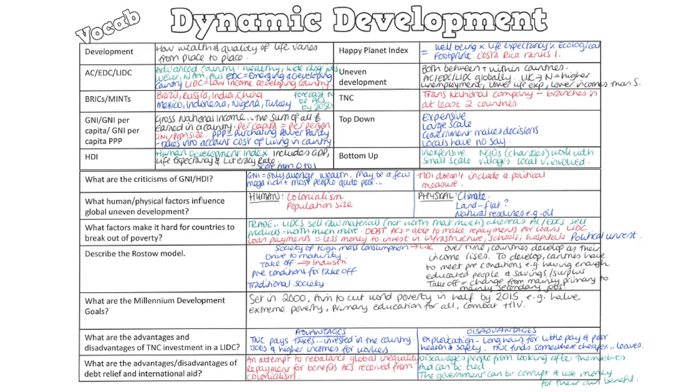TNC stands for Transnational Company. This is a company that has branches in at least 2 different countries. Headquarters tend to be in the AC. The factories tend to be in EDCs, LIDCs. Top-down development is where the government makes the decisions. These are expensive, large-scale schemes like dams, where the locals have no say, and it usually involves a big loan from another country. Bottom-up development, on the other hand, is small-scale.